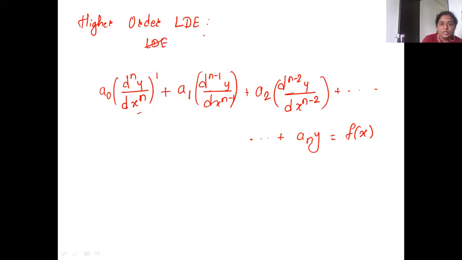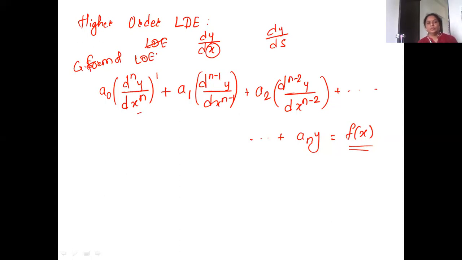If it is dy by dx, then on your right side the independent variable is x, so it can be a function of x always. If it is say dy by ds, then it can be f of s. Okay, so this is the general form of LDE. Any doubt, please ask.